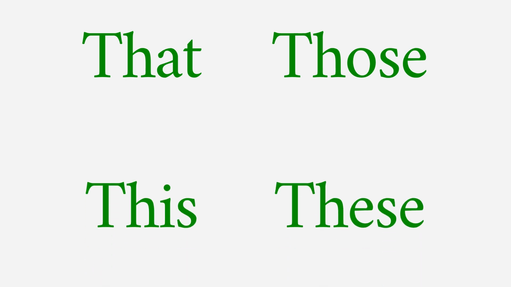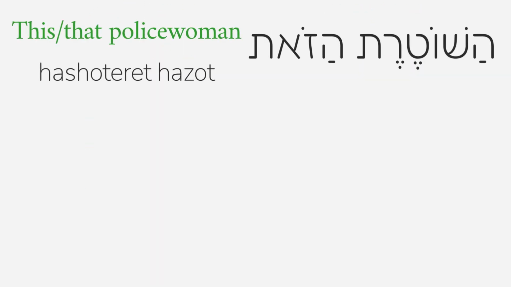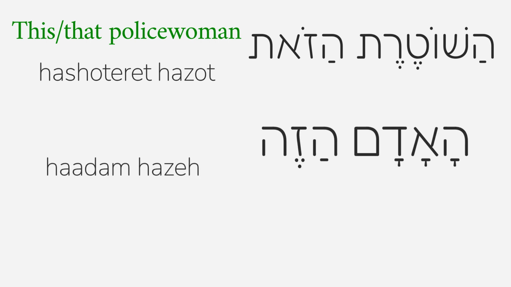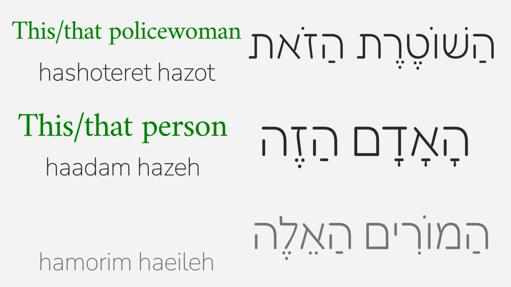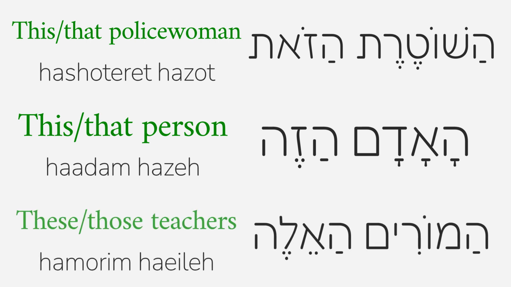As for how to say that and those, in Hebrew there is not that much distinction between something near with this and these, and something far with that and those. So, ha-shoteret hazot could mean this policewoman, or that policewoman. Likewise, ha-adam hazeh could mean this person or that person, and ha-morim ha-ele could mean these teachers or those teachers. However, a distinction can be made between this and that, these and those.